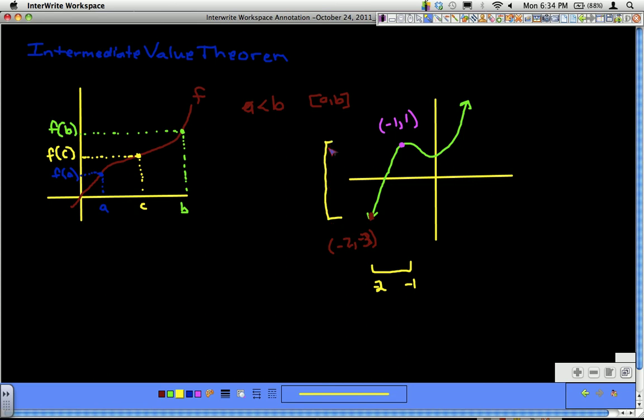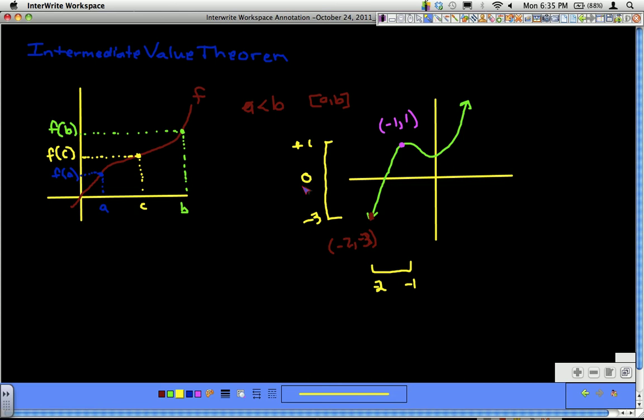-3 and +1. Now, since this is negative and this is positive, as long as this is continuous for a polynomial, to go from negative to positive, somewhere I have to cross 0. So in other words, my intermediate value theorem is letting me say that if I'm going from a negative to a positive, somewhere between this interval between -2 and -1 is my 0 of this problem.